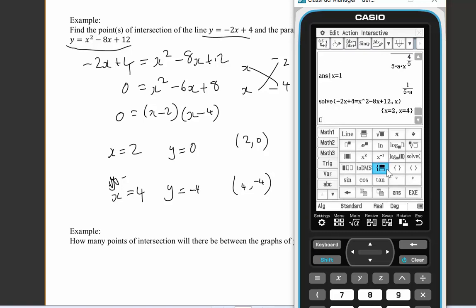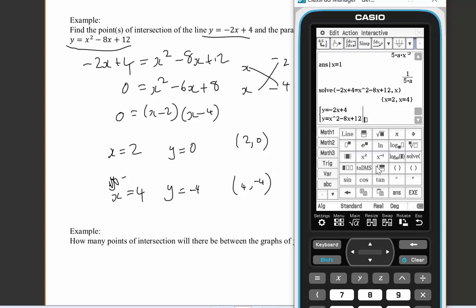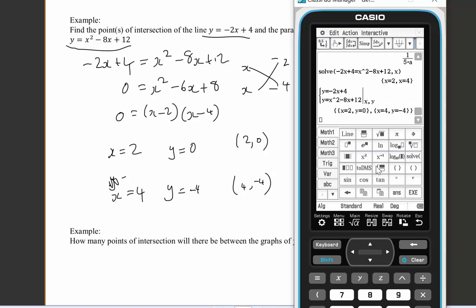The final way I want to show you is just with the template. So y equals negative 2x plus 4. This is probably the best method. y equals x squared take 8x plus 12. I want to type in the right function this time. Then x comma y, and there's our two solution sets.